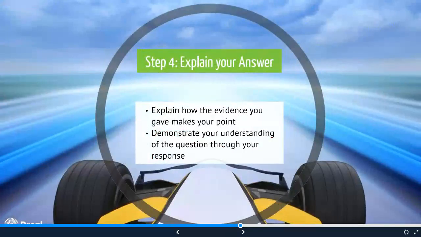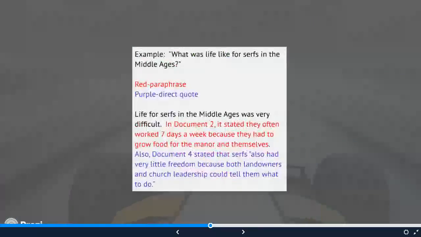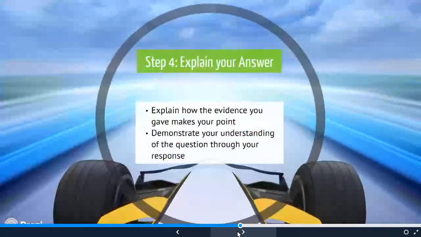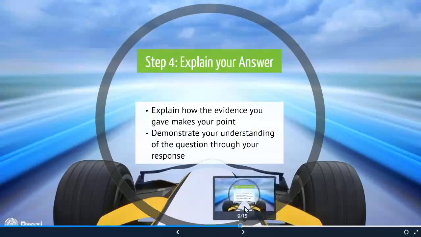In the fourth step, you explain your answer. Explain how the evidence you gave makes your point. So why use those quotes? If you remember the original question, it says, what was life like for serfs in the Middle Ages? Both of these quotes, the paraphrase and the direct quote, which is this section in purple in quotation marks, let you know what life was like for serfs in the Middle Ages. So both of those quotes help support the answer that we gave in step 2.